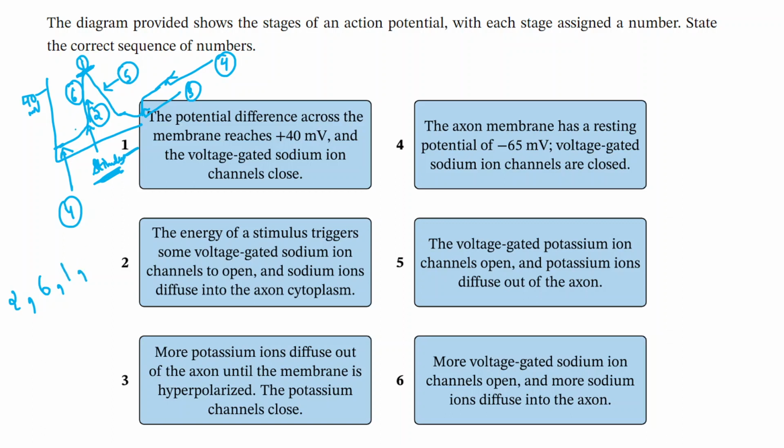Then again your repolarization is going to take place, which is the fifth statement. And then what will happen? We will have this hyperpolarization, which was defined by the third statement. And then your axon membrane is going to get a resting potential, so it is the fourth statement. So this will be the sequence of events. If someone has solved it with the fourth statement first, then that answer is also correct. So both these answers are correct.